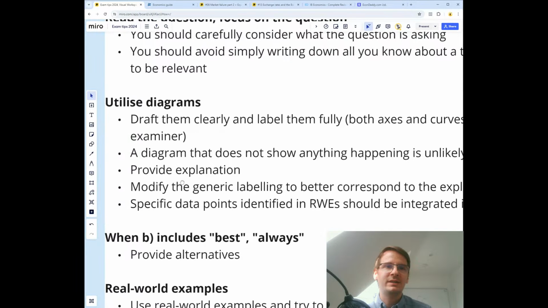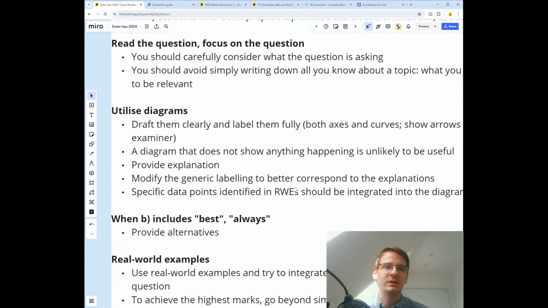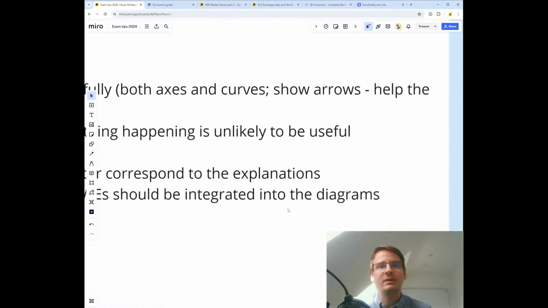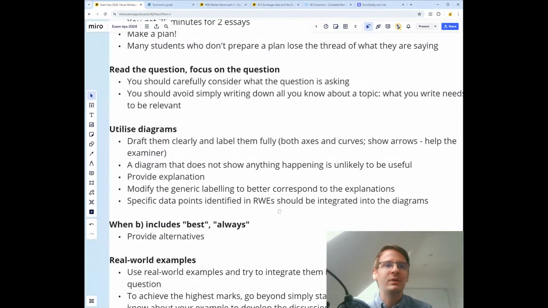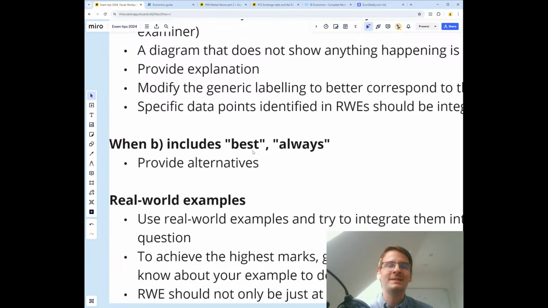Provide an explanation, as I said, and modify the generic labeling to better correspond to the explanations. Specific data points identified in the real-world examples should be integrated into the diagrams, okay, if you really want to score high marks. Also, yet another exam tip. When the Part B question includes the words best or always, then provide alternatives, because most likely a given policy that you have to evaluate might not always be the best option for a given government.